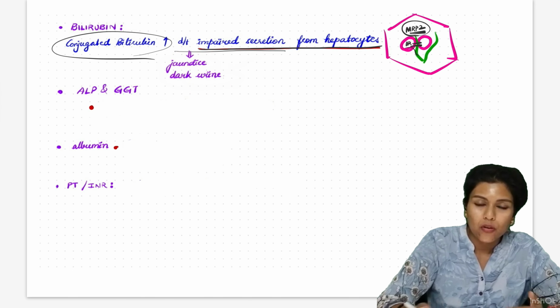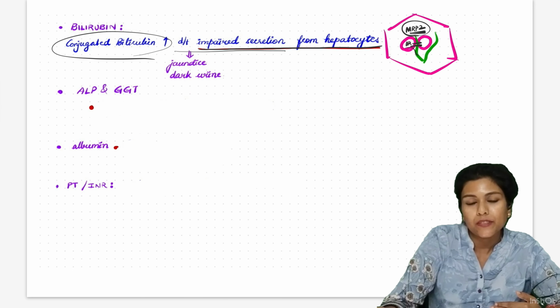that will result in jaundice and dark urine because they are excreted via kidneys. So urine becomes tea colored.